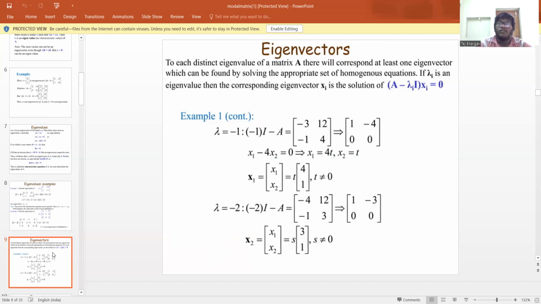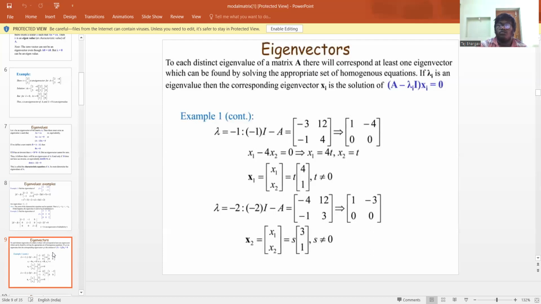Example: lambda is equal to minus 1. Minus 1 into I minus A is equal to the matrix minus 3, 12, minus 1, 4, 1, minus 4, 0, 0. x1 minus 4x2 is equal to 0. x1 is equal to 4t, x2 is equal to t. So x is equal to t times (4, 1), t is not equal to 0.